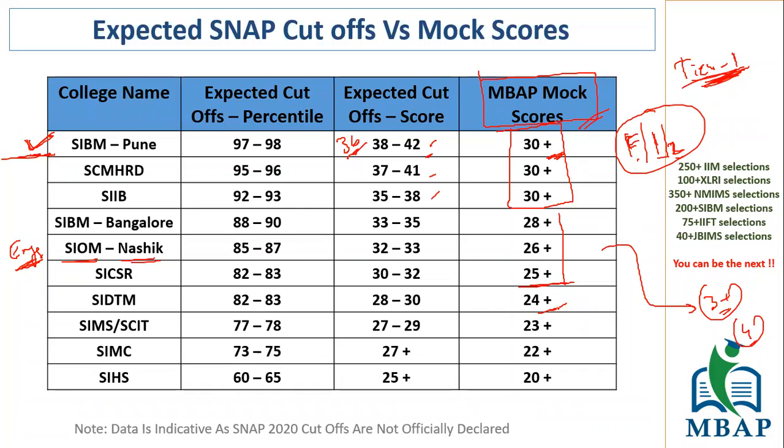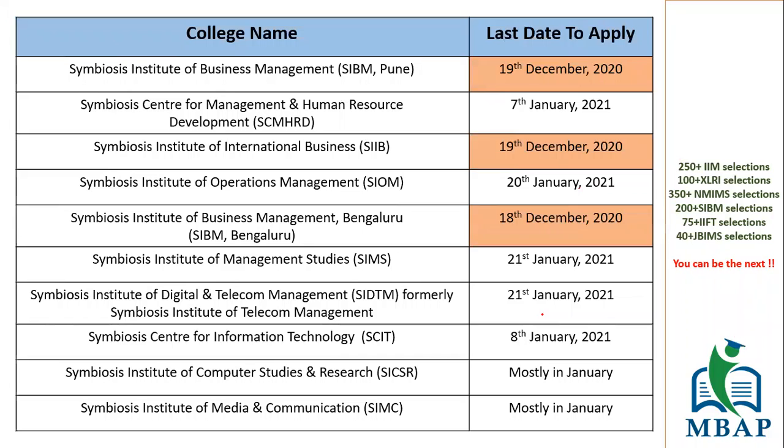So this is it. For the lower colleges, obviously you can see the cutoffs are also going to be low. So even if you are scoring around 20 plus, you can definitely aim at these colleges also. In fact, I'll tell you right now, let's go a level ahead, where we see the last date to apply.